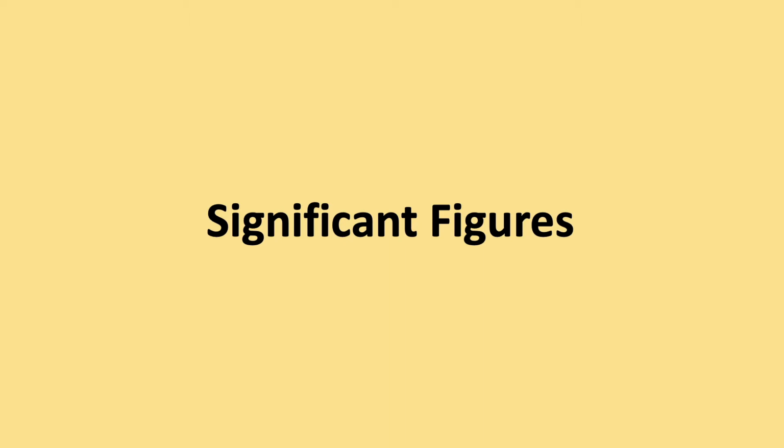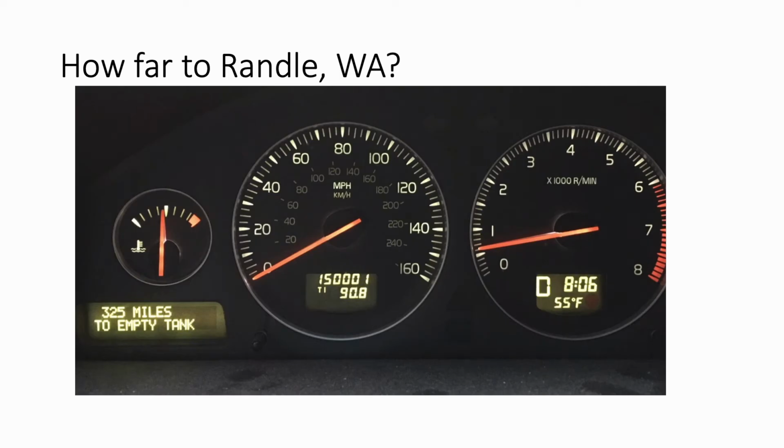Let me give you an example. You are driving a school van on a field trip, and you're going to go down to Randall, Washington. That's where you're going to refuel the tank before you head off to Mount St. Helens. So you need to know how far you drive before you refuel. And so when you get to Randall, you look at your odometer to find out how far you've traveled so far. So this is what you see.